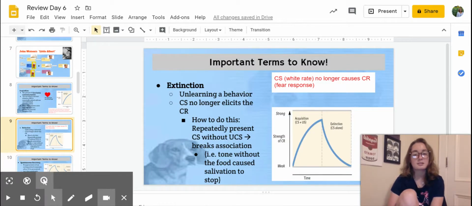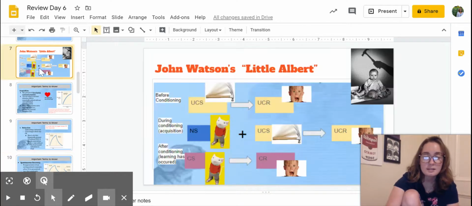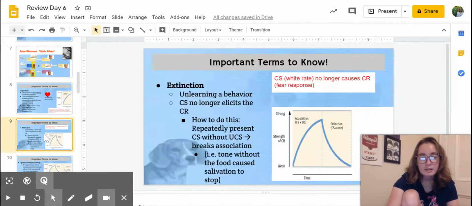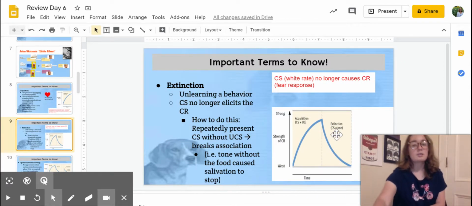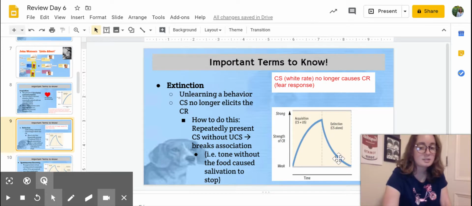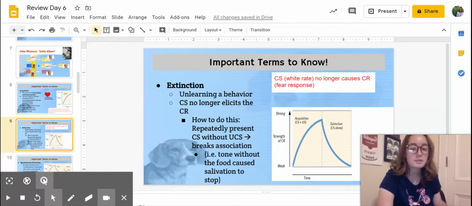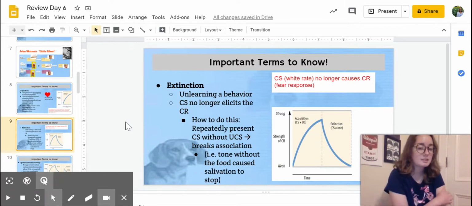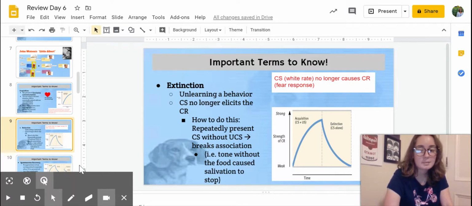So the way to do this is to repeatedly present the conditioned stimulus, our white rat, without the unconditioned stimulus. And the more times you do that, the weaker your response is going to be. The same thing with Pavlov's dogs. If you keep presenting the tone or the bell without the food, it's going to eventually cause the dogs to catch on, and the salivation is going to stop.